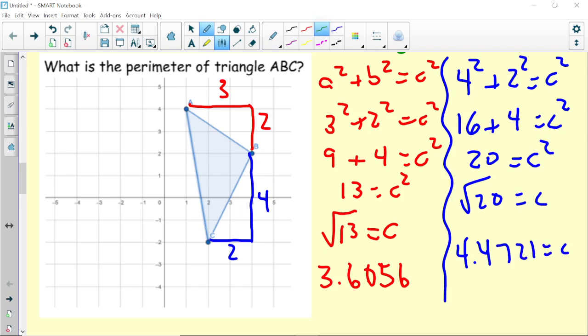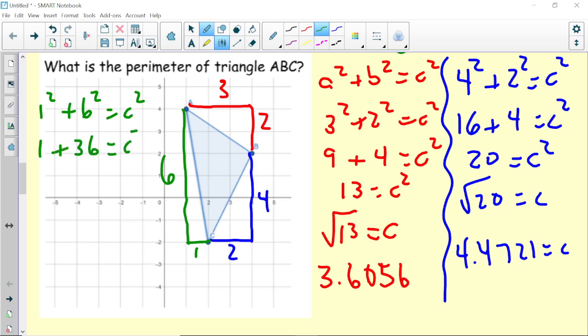And I'm going to take my third color and do AC. So it looks like we got 1, and going up 1, 2, 3, 4, 5, 6. So I'm going to do this over here. Again, we got a squared plus b squared equals c squared. So 1 squared plus 6 squared equals c squared. 1 squared is 1, plus 6 squared is 36. 1 plus 36 is 37. We'll square root that.